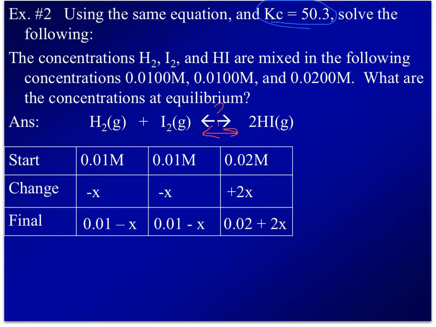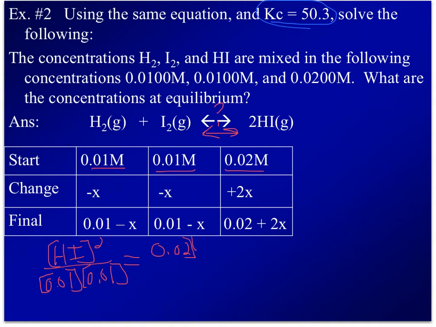So here's what we're going to do. We're going to basically take our start, change, and final values. We're going to plug them into our equilibrium expression, and we're going to see what value we come up with. Okay. So 0.02, and we're going to square that. So I just plugged 0.02 in for that. 0.01 times 0.01.